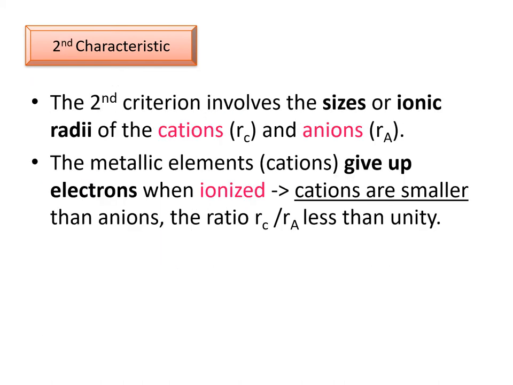The second criterion involves the sizes of the ionic radii of the cation, Rc, and anions, Ra. The metallic element cations give up electrons when ionized. Cations are smaller than anions. Therefore, the ratio of Rc over Ra is always less than 1.